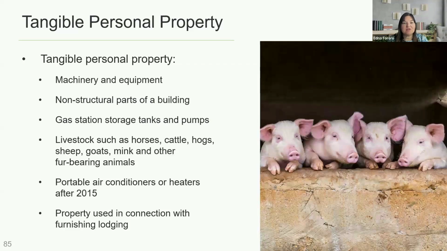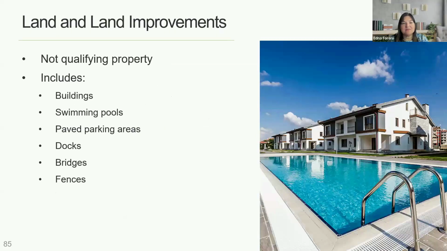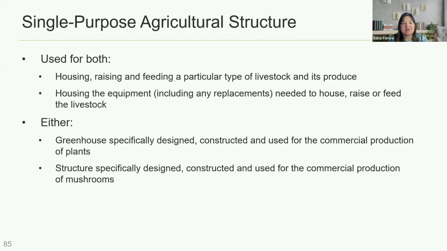Tangible personal property, you're going to look at machines and equipment, gas station storage tanks and pumps. You might have livestock, so you'll see this with our farmers. They may have horses, cattle, or hogs. You might have portable air conditioners or heaters after 2015. And then property used in conjunction with furnishing lodging as well would be considered tangible personal property. Other items to consider are land and land improvements. These are not qualifying property, but it may also include buildings, swimming pools, paved parkways, docks, bridges, or fences. And then single purpose agricultural structures.